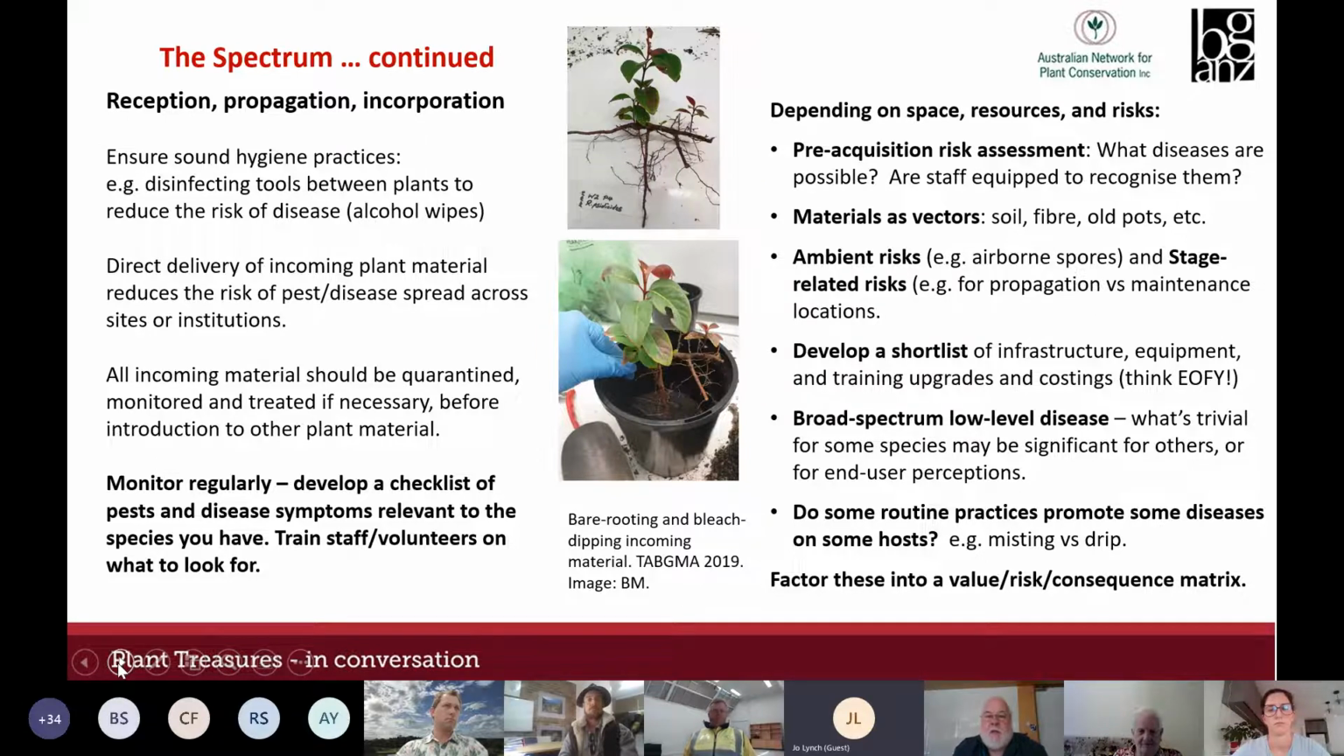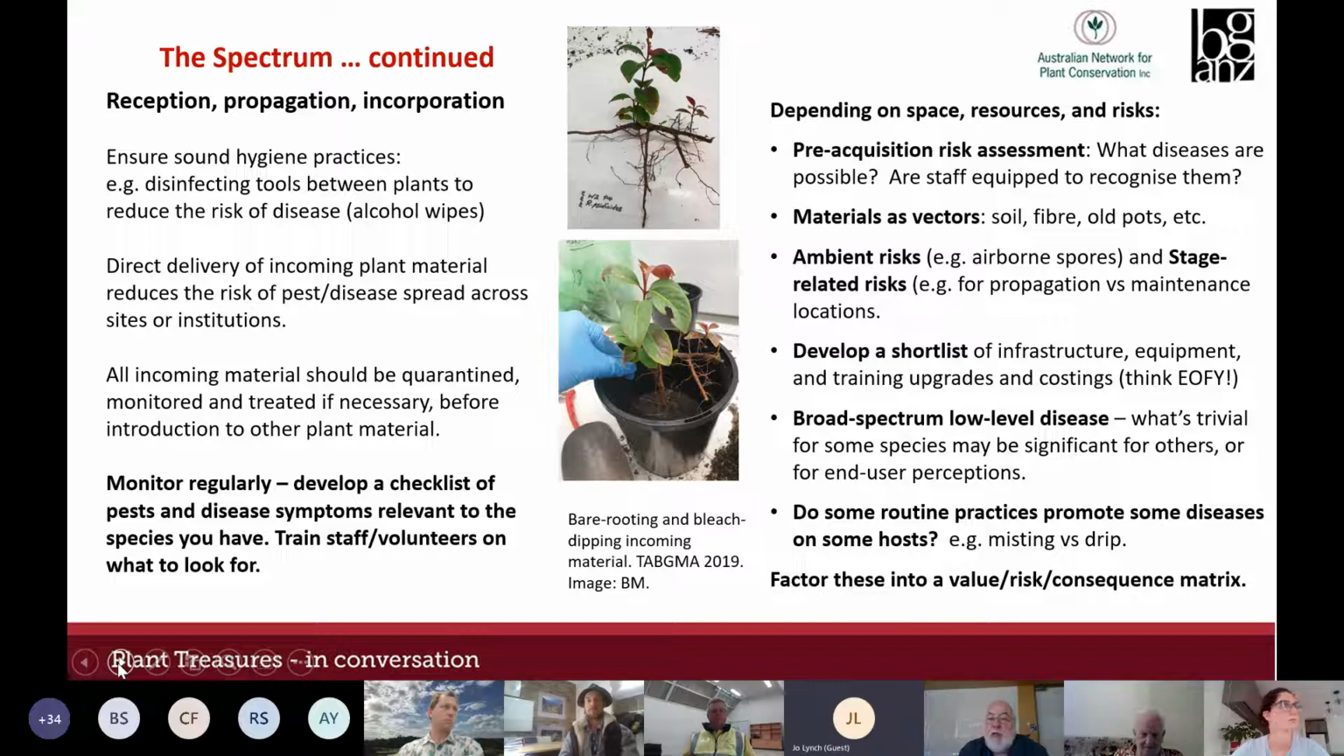So continuing along the spectrum of plant acquisition and management, we come to the reception stage, when the plant is carried in your front door. Ensuring sound hygiene practices at that point is very important, particularly if you have severe disease potential. The direct delivery of incoming plant material, that is not having it stop off along the way at various people's houses or nurseries or whatever, is very useful because it minimises time in transport when it can pick up ambient spores or be put on the ground and collect something that it shouldn't have. And if at all possible, there should be some level of quarantine when it arrives at its destination. Not everybody has a dedicated quarantine glasshouse or anything like that, but some level of quarantine and segregation from other plant material, particularly of the same species, is usually doable for a period of time.